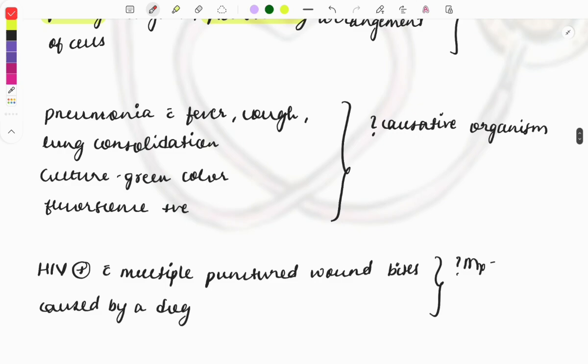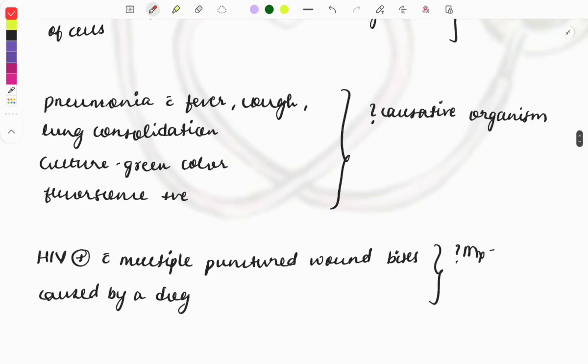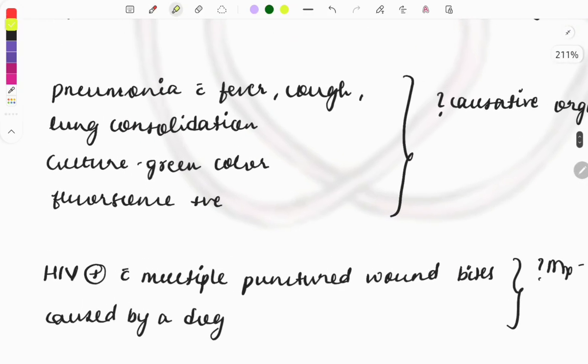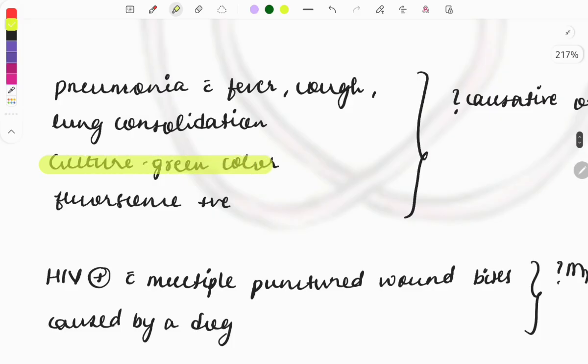And then the next question, pneumonia with fever and cough, there was lung consolidation and the culture shows green color and fluorescent positive. So the catchwords in this question are the culture, green color, because pneumonia is a very common disease, can be caused by various organisms. Fever also occurs, cough also occurs, and lung consolidation is not a specific thing. So the specific thing is this culture, which is green color, and it is fluorescent positive.